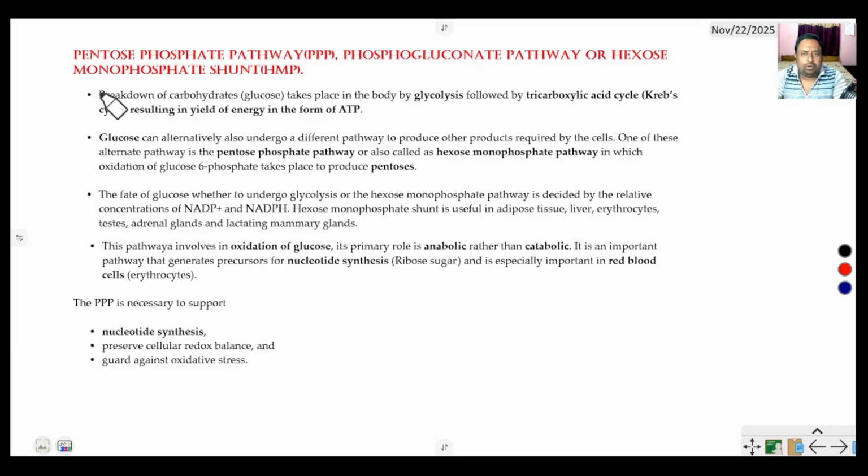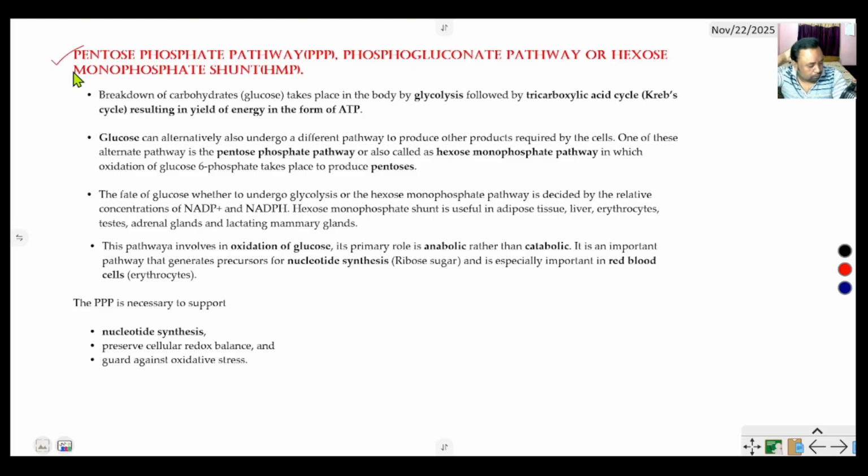In this video, I'll fully explain the pentose phosphate pathway, or phosphogluconate pathway, or hexose monophosphate pathway. This pathway is very important for different higher level competitive exams. So don't be late. Let's start. First, what is the pentose phosphate pathway?